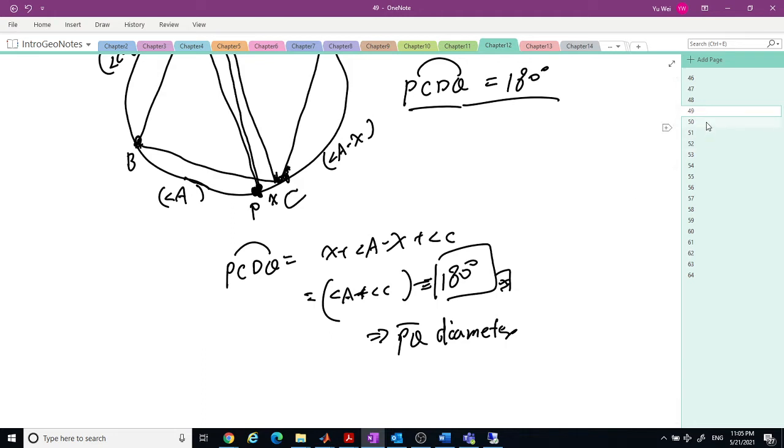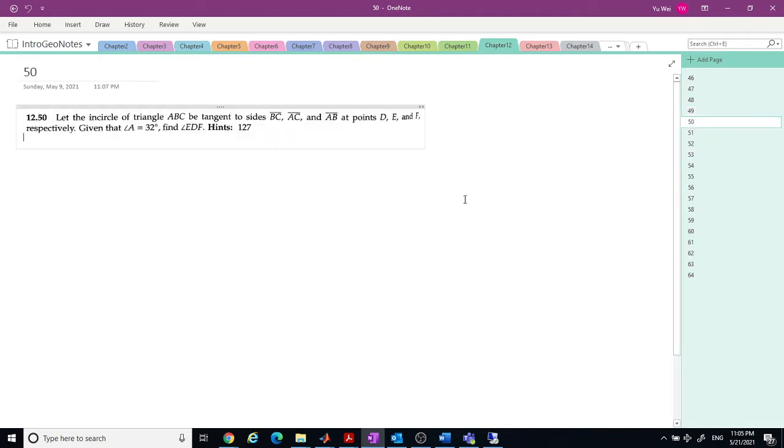Next. So we can let the incircle of triangle ABC be tangent to the sides at D, E, F, okay? So let's draw ABC.